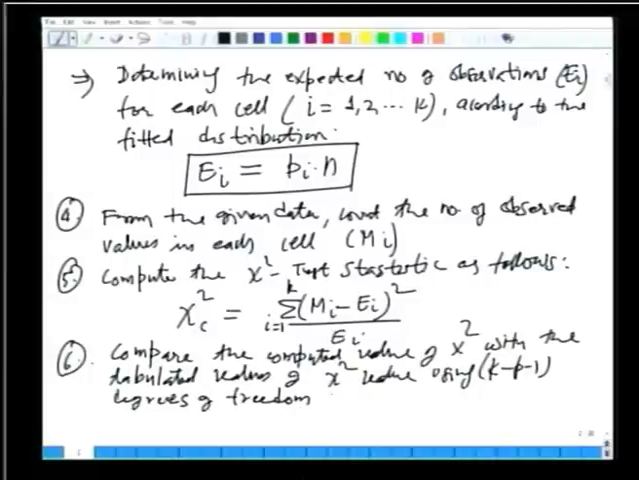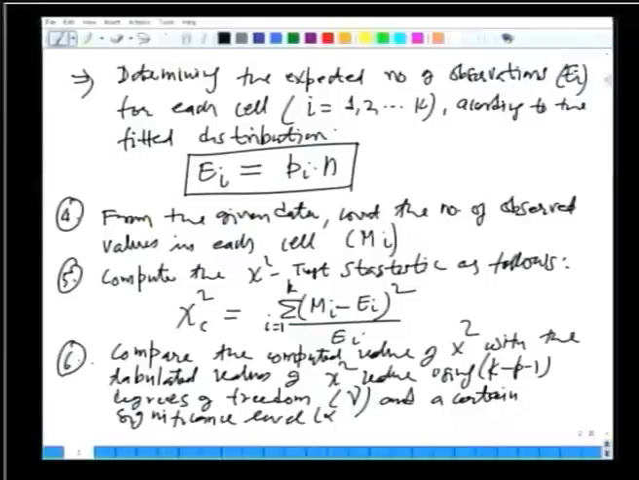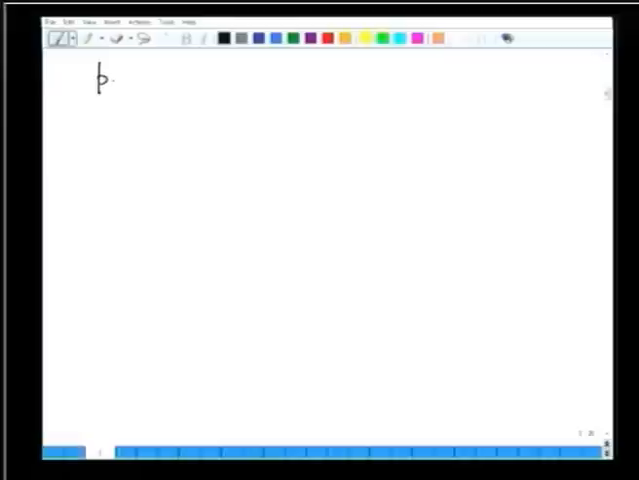Okay, and this is denoted as nu, let's say, and a certain significance level, let us say alpha. Okay. Let me go to the next page, where what is P?